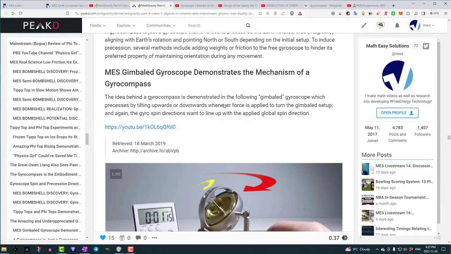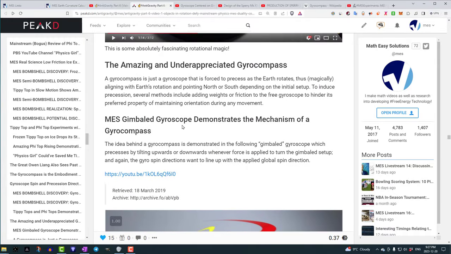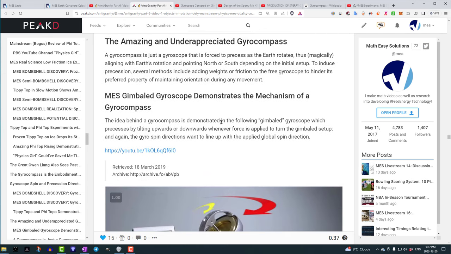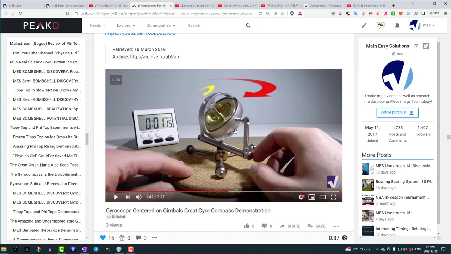That brings us to the gyrocompass, which is basically a gimbaled gyroscope. This is a gimbal gyroscope right here, so it's allowed to torque. It's allowed to spin around this axis and also tilt like that.